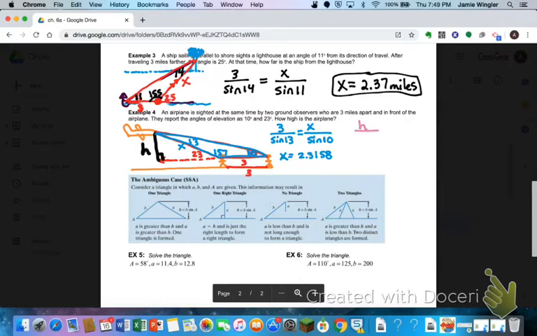h is opposite of the 23, so I'm going to do h over the sine of 23 equals x, which is 2.3158 over the sine of 90. The law of sines can be used in any triangle. So even though the height is forming a right angle and the side h is in a right triangle, I can still use the law of sines, or I could have gone back and used SOHCAHTOA to find h. When I cross multiply here, I'm going to get h equals 0.9048 miles.